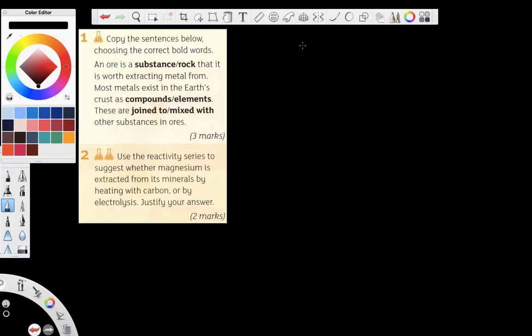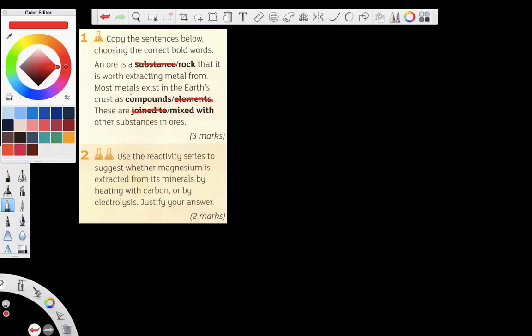So, for the first one, you needed to leave in the correct word, removing the incorrect one. So I will go over it. An ore is a rock that is worth extracting metal from. Most metals exist in the Earth's crust as compounds. These are mixed with other substances in ores. So question 1 should have read, an ore is a rock that is worth extracting metal from. Most metals exist in the Earth's crust as compounds. These are mixed with other substances in ores.